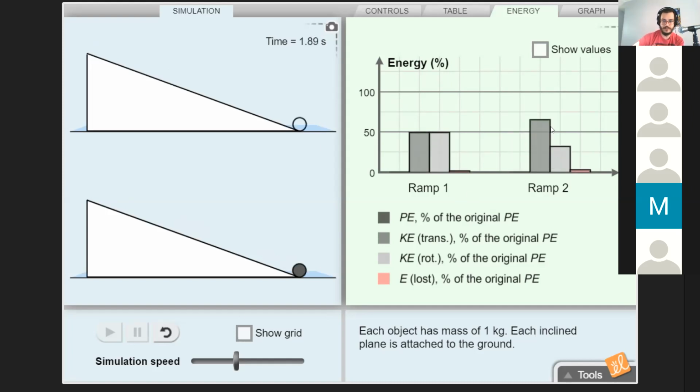There you go. You see that the one that won, the disc, had more translational kinetic energy to get it down the ramp and less rotational kinetic energy to spin. Thus, it won the race.